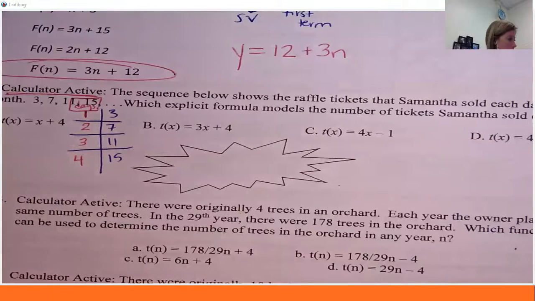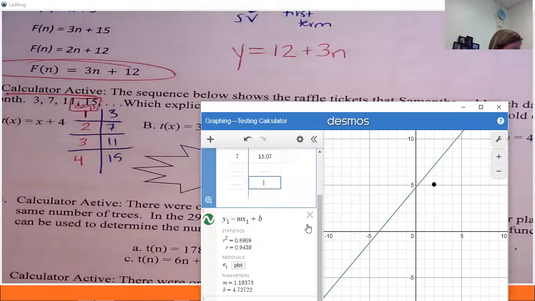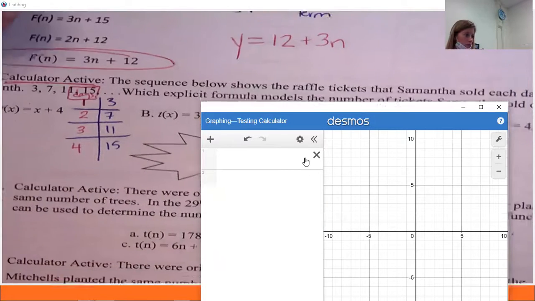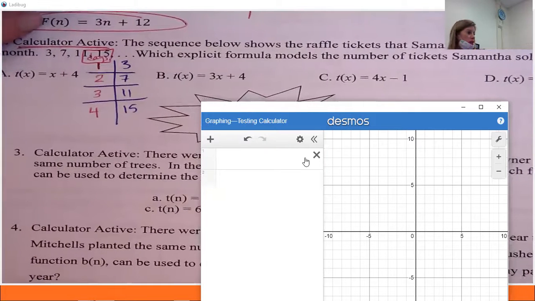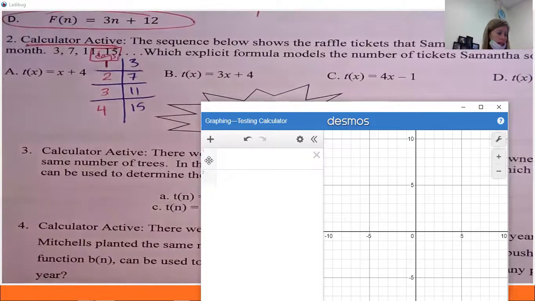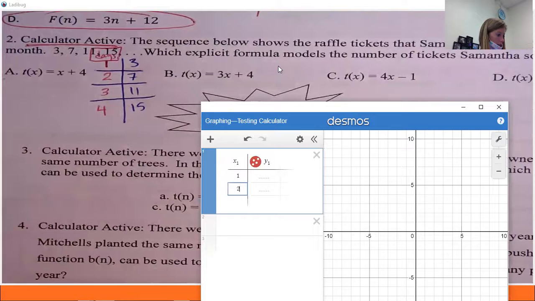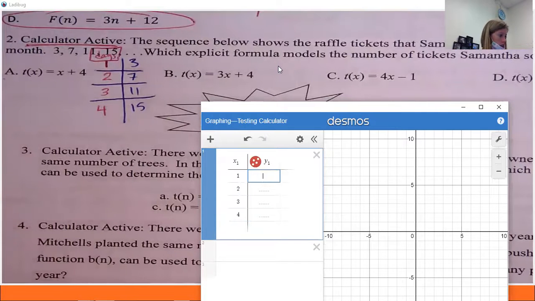Okay. Go ahead and open up your computers and go to Desmos. You're going to click plus and a table. Leave this for me. You're typing in 1, 2, 3, 4. And we're typing in 3, 7, 11, and 15.